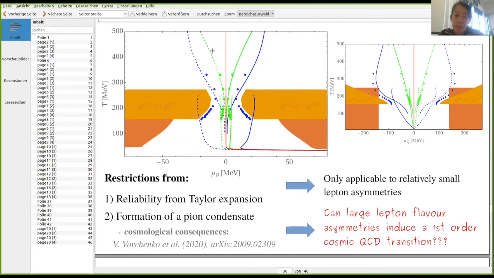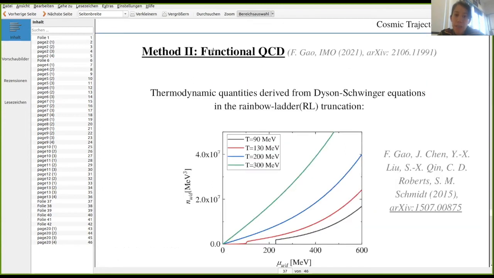So in order to answer that question, I started a collaboration with a postdoc in Heidelberg, Fei Gao, who's an expert on functional QCD methods. In functional QCD, you derive thermodynamic quantities by solving Dyson-Schwinger equations. These Dyson-Schwinger equations are a set of, in principle, infinite number of coupled equations, and therefore you somehow have to truncate these equations.